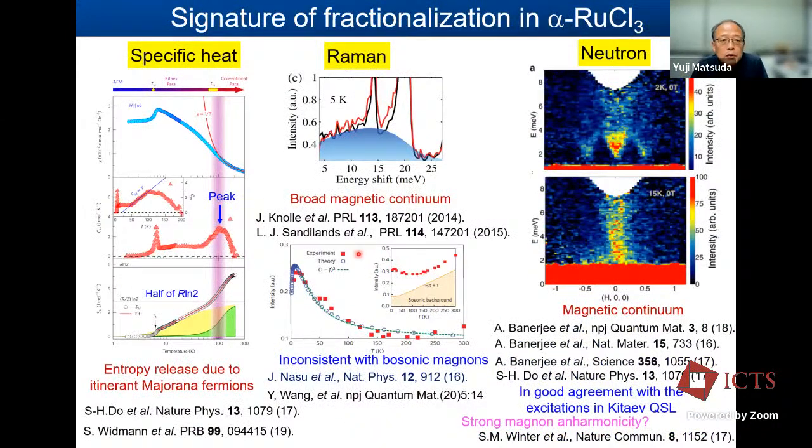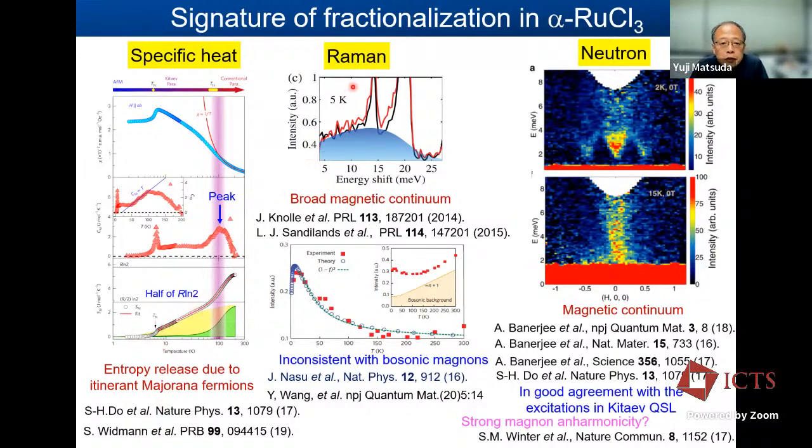There are several experiments which show the signature of fractionalization in alpha-RuCl3. For example, the specific heat, from which the phonon term is subtracted, shows that the magnetic specific heat has a broad peak at a temperature corresponding to the Kitaev interaction. And entropy release, which is half of R log 2, occurs at the end point of the peak. This has been attributed to the fractionalization into itinerant Majorana fermions. This was first reported by Do et al, but later Widmann et al. also reported similar phenomena.